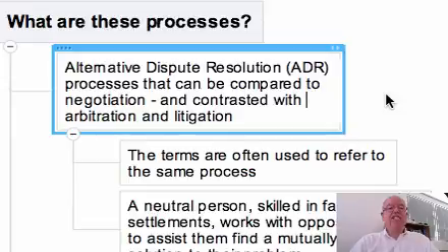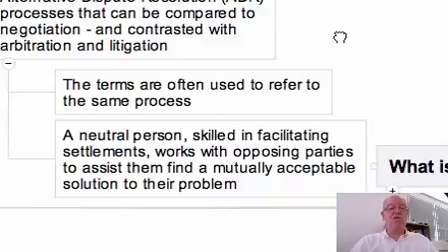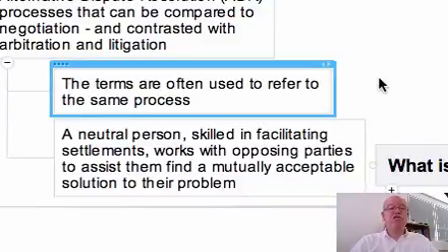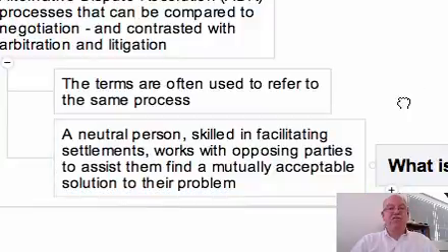What they're not like is arbitration or litigation, in which case a third party comes in and makes a decision for the parties. The terms are often used to refer to the same process, and there are variations. You're seeing mediation or conciliation come into many aspects. It's not only in labor law, it's in consumer law, in all sorts of things that one is seeing this coming into South African law, and it's something that managing agents are going to have to get used to. A neutral person skilled in facilitating settlements works with opposing parties to assist them to find a mutually acceptable solution to their problem. That's the fundamental.